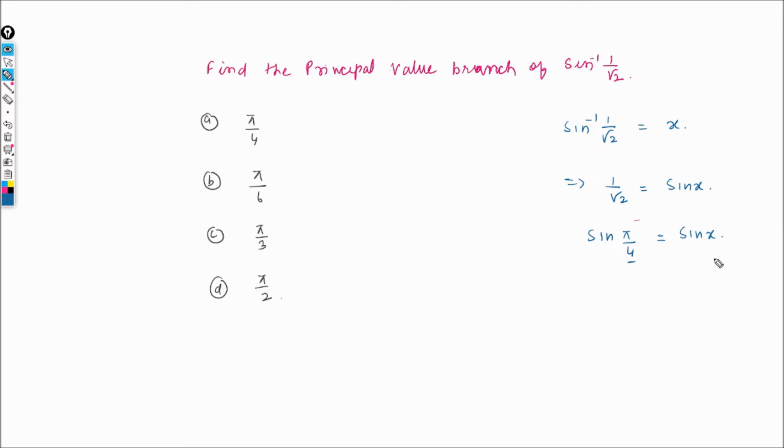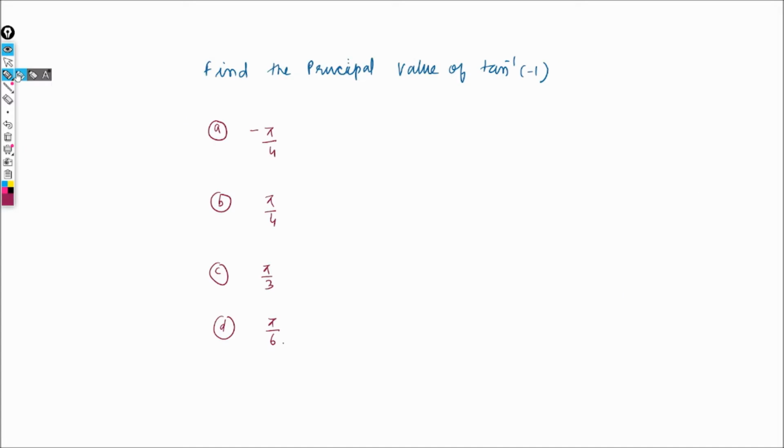If we equate these angles, x is equal to pi by 4, which belongs to the principal value branch of sine inverse function, the closed interval -pi/2, pi/2. So therefore the principal value of sine inverse 1 upon root 2 is pi by 4. So therefore our answer will be A. So let us understand one more question.